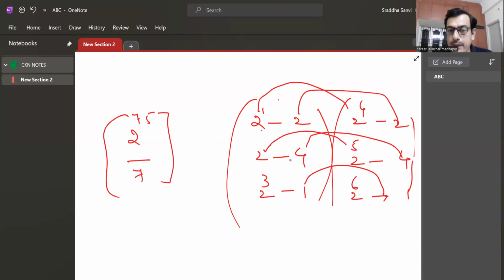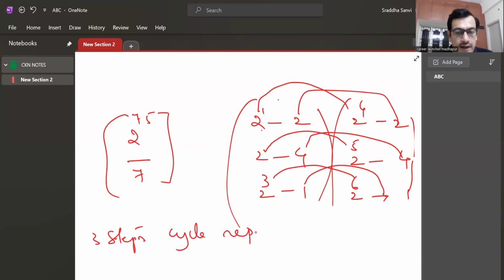After 3 steps it is repeating. For every 3 steps the cycle repeats here.